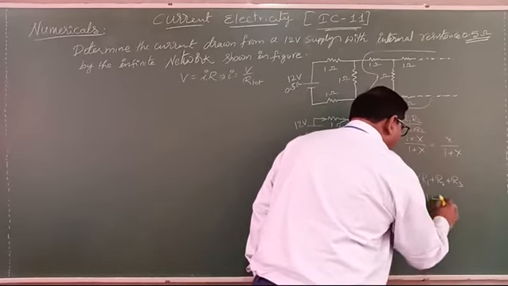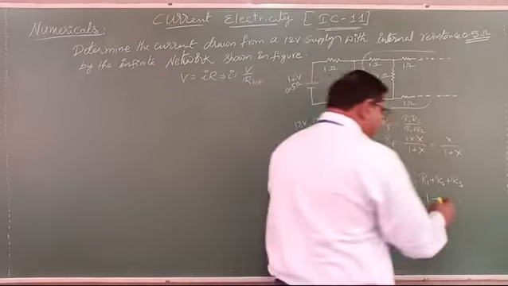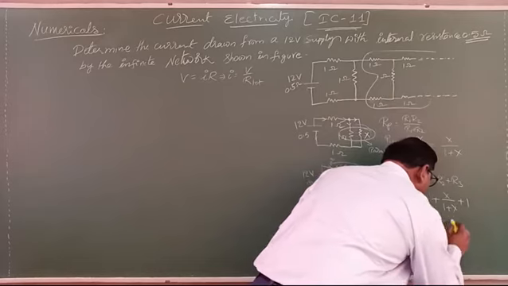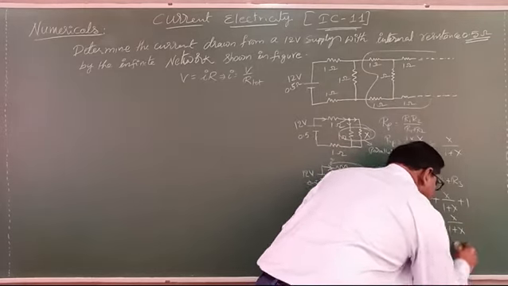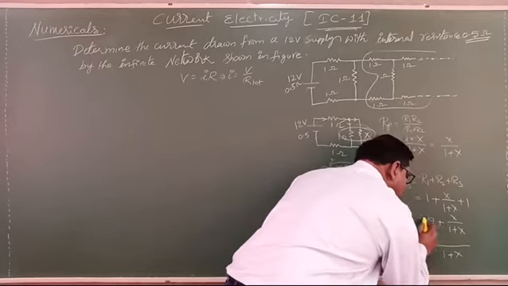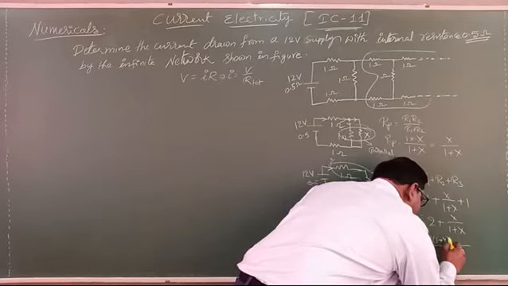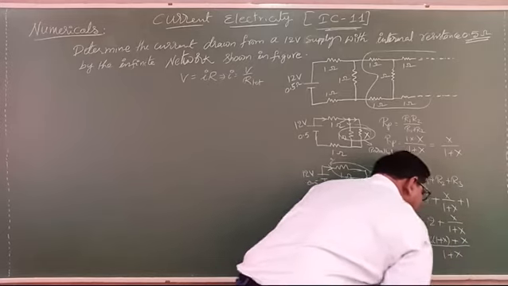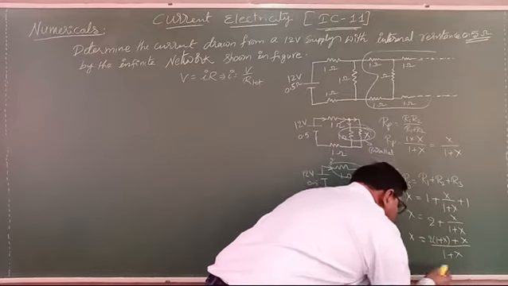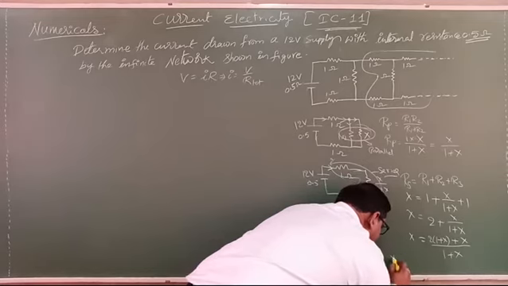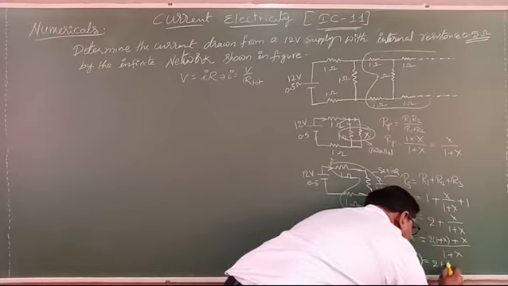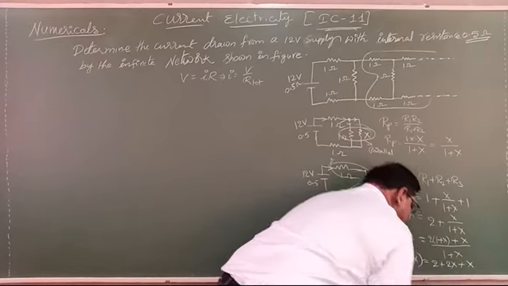That is 1 ohm plus, instead of R2 what do we have? X by 1 plus X, plus 1. Totally 2 plus X by 1 plus X. Now take out the LCM. Here it will become 1 plus X. So here it will come as 2 into 1 plus X plus X. Here R effective we can write as X. Then this will come to this side. Then X into 1 plus X is equal to 2 plus 2X plus X.